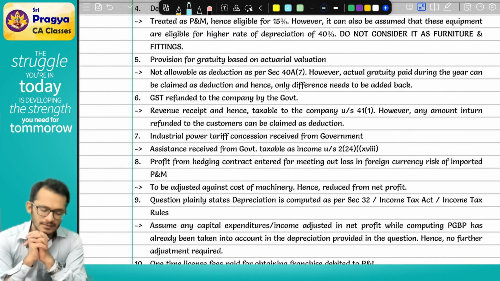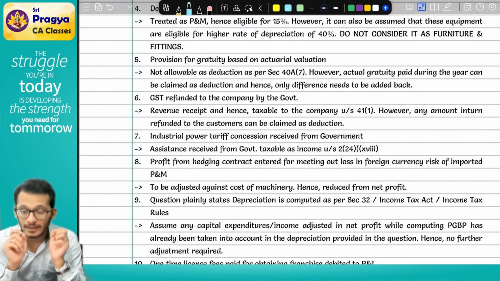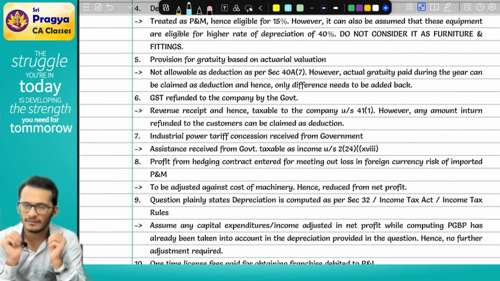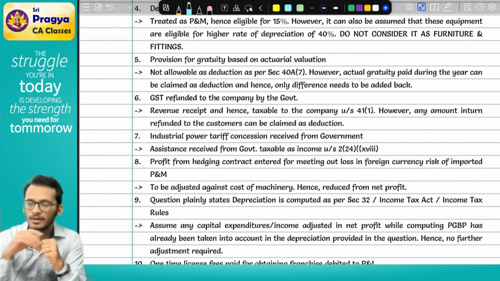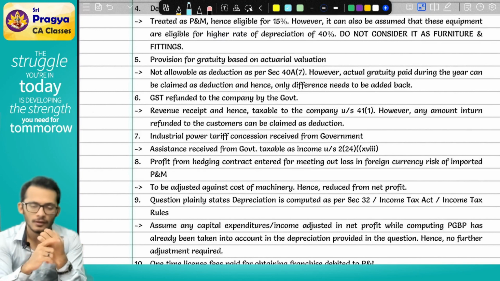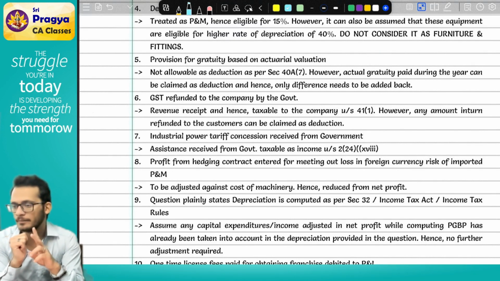The question had come and said GST refunded to the company by the government. The question said net profit includes 10 lakh of GST which is refunded by the government to the company. Why would government give you back GST? Think and tell me, why would a government give you back anything? Government will give you back because it is a government grant or a subsidy, yes or no? So any kind of GST which is given by the government is because government is giving you a subsidy. Now, like I told you, subsidy is taxable, not taxable? Taxable.